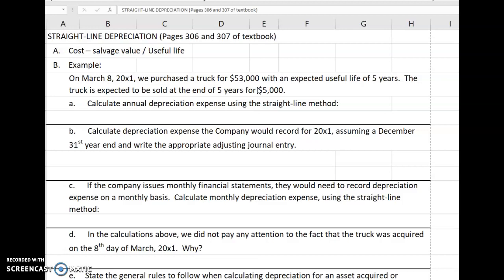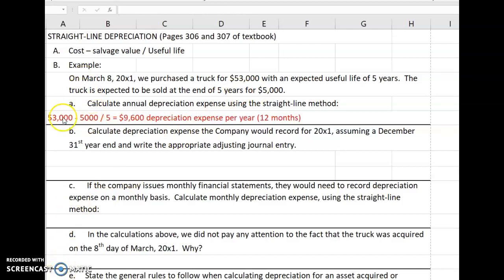Remember that straight line depreciation is calculated as cost minus salvage value divided by useful life. Example, on March 8th, 20X1, we purchased a truck for $53,000 with an expected useful life of 5 years. The truck is expected to be sold at the end of 5 years for $5,000. Calculate the annual depreciation expense using the straight line method. Do that calculation and then come back and see if your answer agrees with mine.